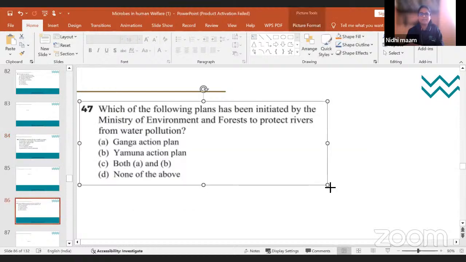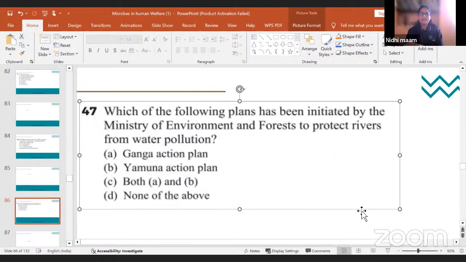Which of the following plans has been initiated by the Ministry of Environment and Forest to protect the rivers from water pollution? Which plan is that? Ganga Action Plan, Yamuna Action Plan, both A and B, none of the above.